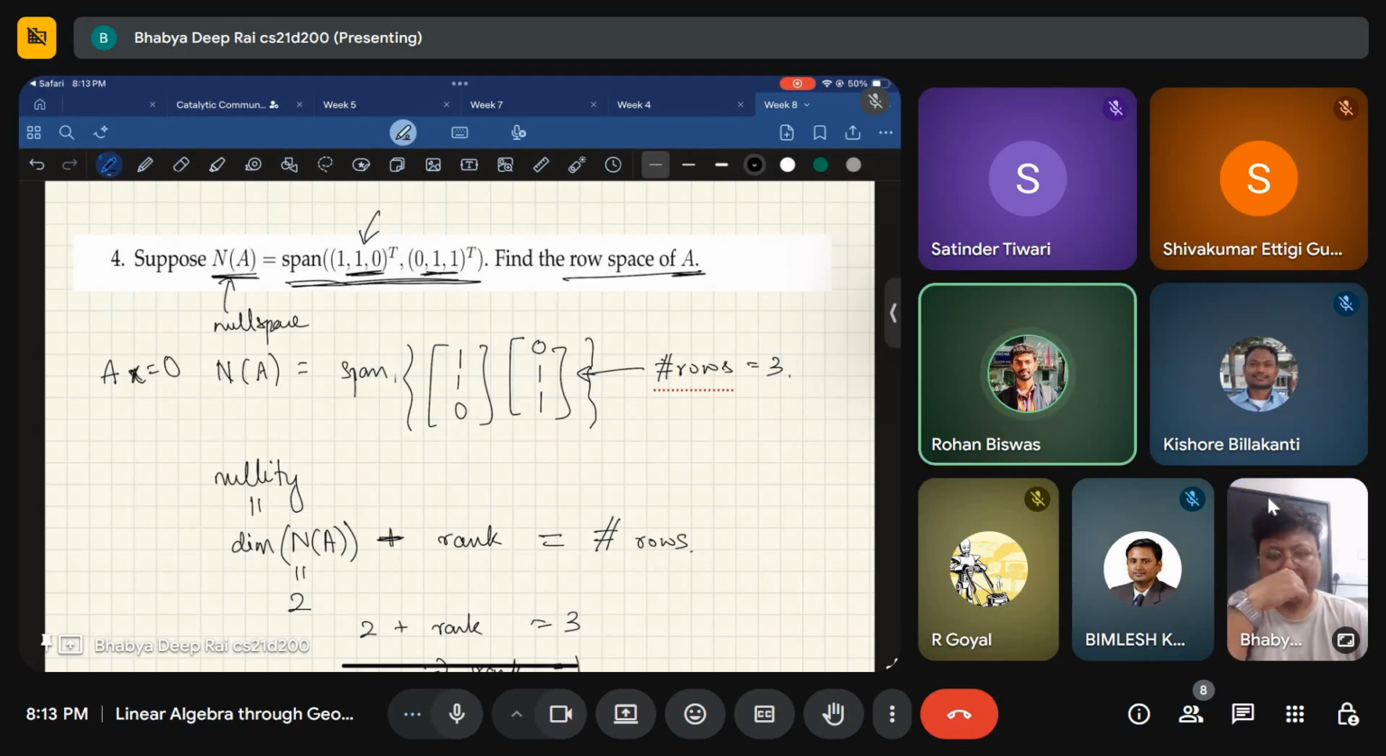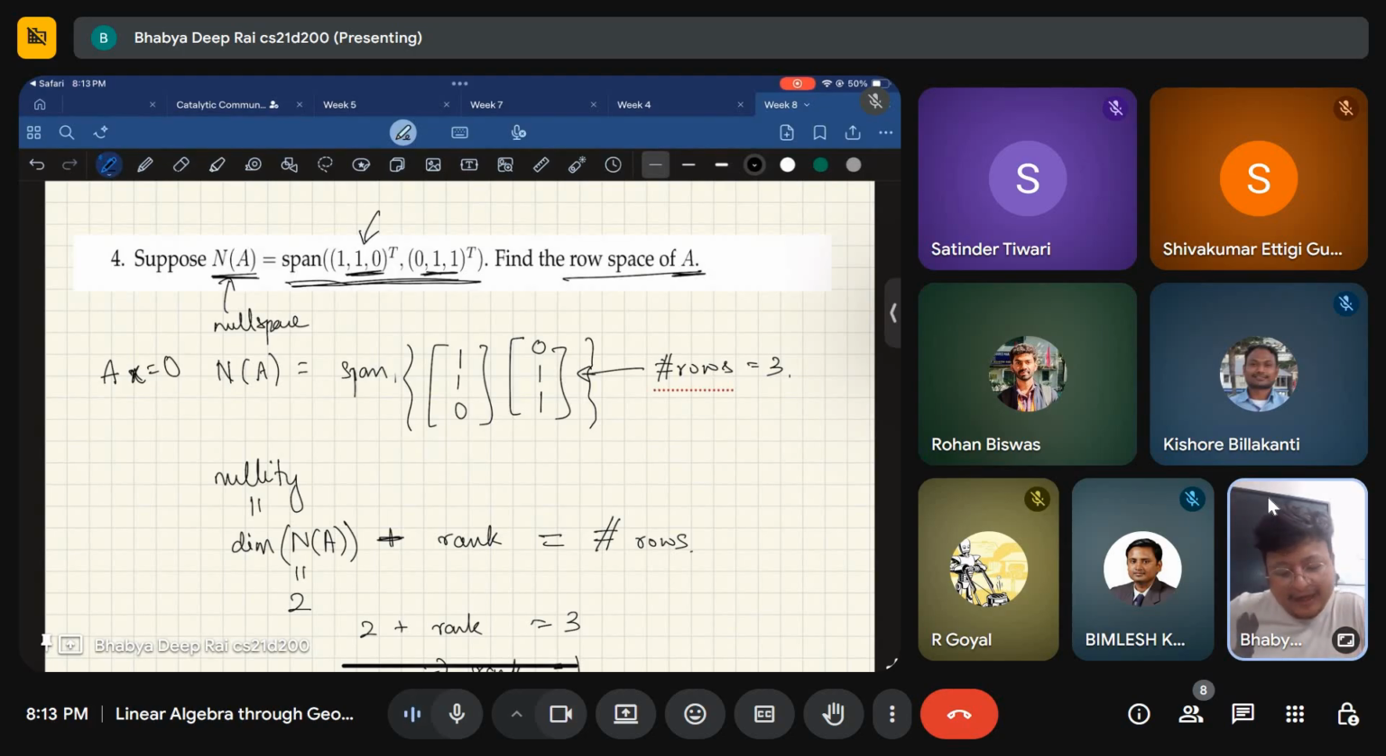I got that part. So A's size must be m cross 3. Correct. Then it surely has 3 columns. But why do we need to have any particular number of rows? How can you say that it needs to have at least 3 rows? It has m many rows. You can take m as 1, 2, 3, anything.